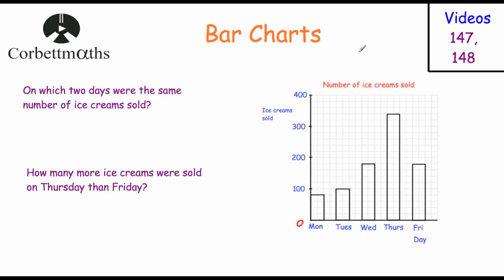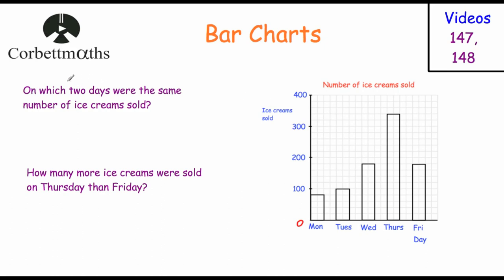Okay, and our next topic is bar charts, and that's videos 147 and 148 in Corbettmaths. And here's a typical question. We've got a bar chart and we've been asked some questions about it. So here's a bar chart showing the number of ice creams sold going up vertically from 0 up to 400, and we've got day of the week going across the horizontal axis, Monday, Tuesday, Wednesday, Thursday, Friday.